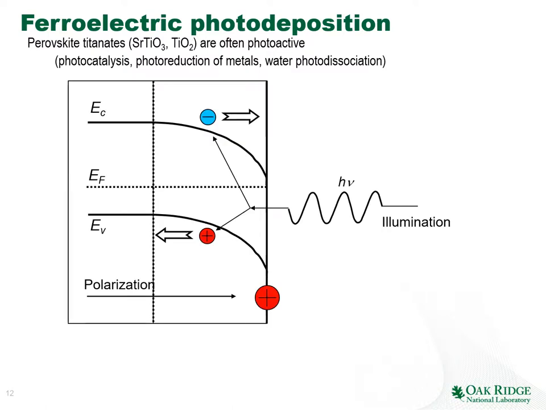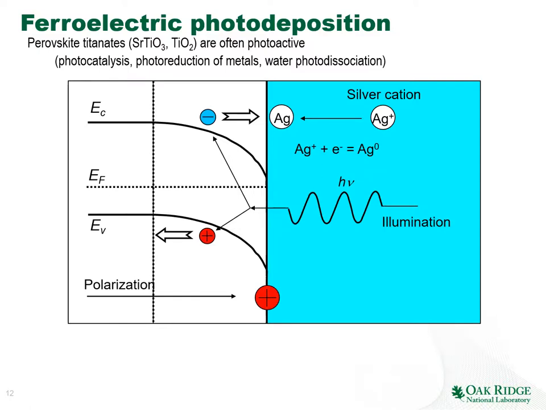Now, imagine that we shine light on such a surface. The light goes into the material. If the energy of the photon is larger than the band gap, we create an electron-hole pair. In this particular case, the electron goes to the surface in order to compensate the polarization bound charge. The hole goes inside the material, and if the experiment is done in ambient or in the absence of any electrochemically active medium, we'll just go to the flat band condition, much like a classical solar cell. However, if the experiment is done in the presence of an electrochemically active ion, for example the silver cation in this case, the electron that goes to the surface will actually drive the chemical process and form metallic silver.